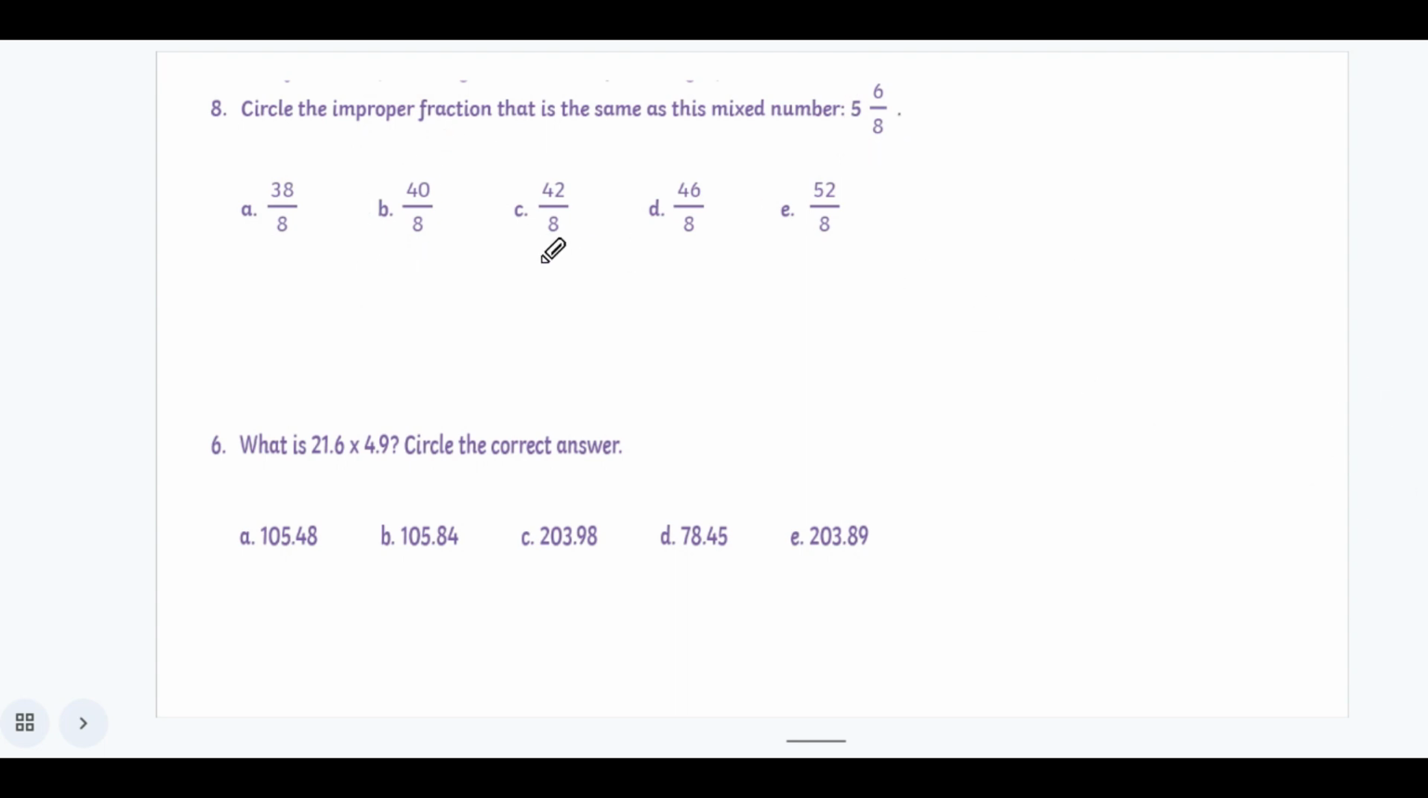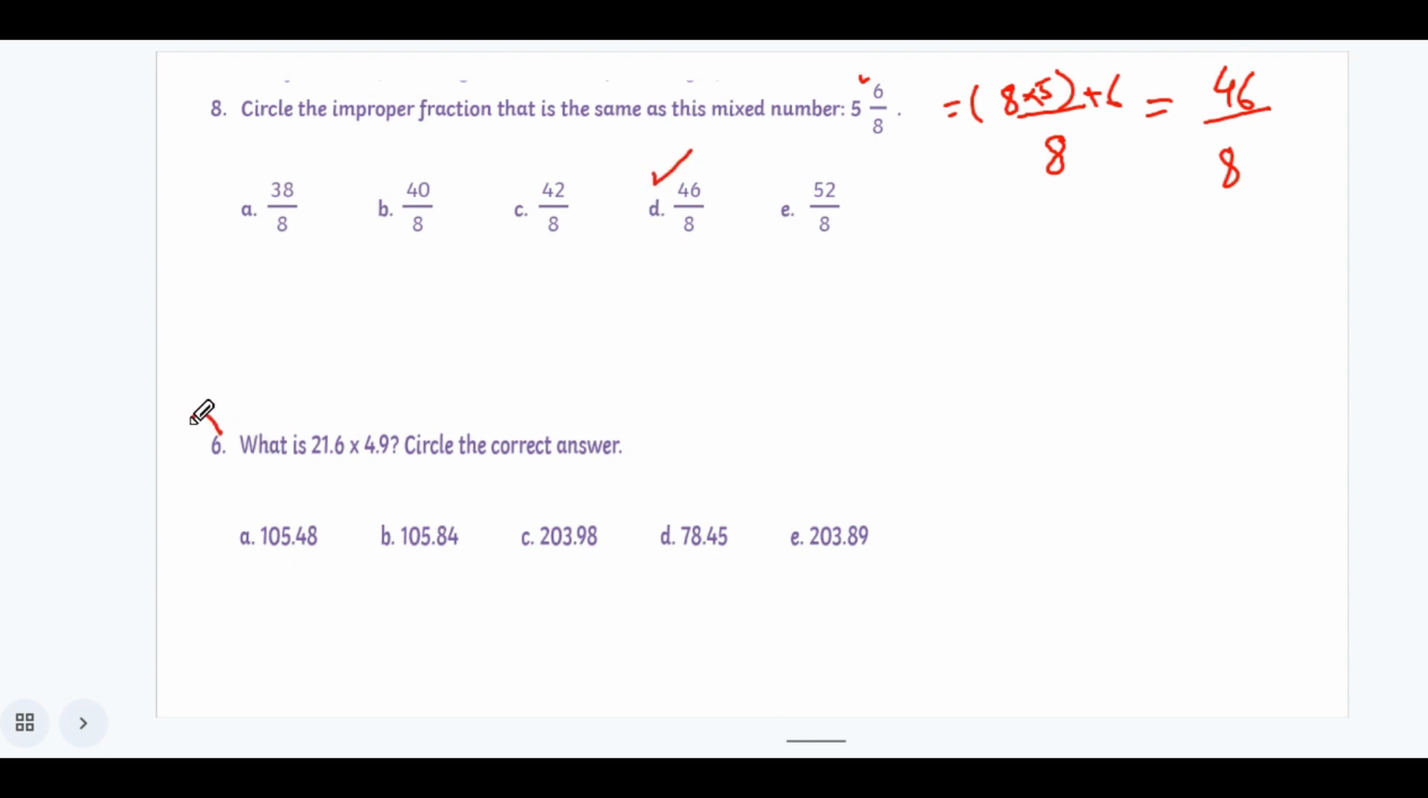Okay, so now we need to find which one is the correct answer. So we need to solve this mixed fraction and change it into an improper fraction. You know that the denominator is not going to change. 8 will remain as it is. We need to change the top number. How can we do that? 8 times 5, and then we need to add the top number. That is, 8 times 5 is 40, plus 6 gives me 46, and 46 over 8 is your answer.